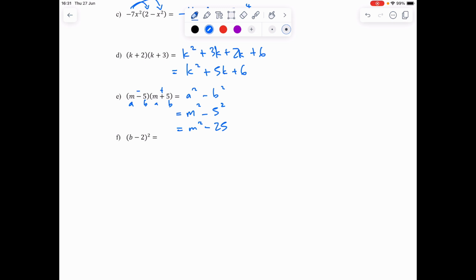This is a perfect square. The shortcut for this, (a take b) squared, is equal to a squared minus 2ab plus b squared. Your a is b here, so b squared, take 2 lots of a, which was b, and b, which was 2, plus b squared. It's b squared, negative 2 times b times 2 is negative 4b, plus 2 squared, 4.